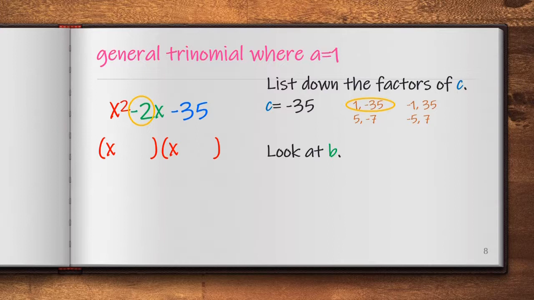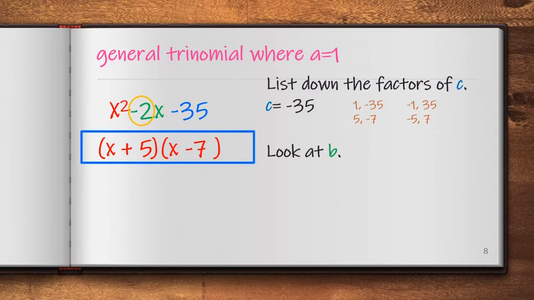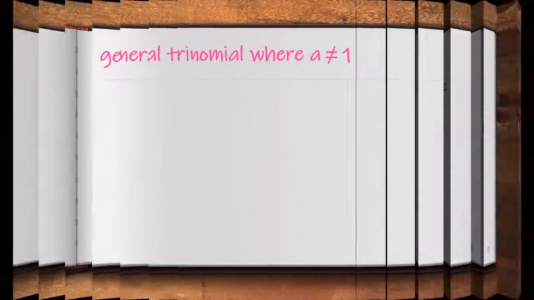Tingnan natin ulit. Alin dyan ang magiging negative 2? Yan. Positive 5 times negative 7. Dahil negative yung product natin, kailangan isang positive, isang negative yung factors natin. At dahil negative yung b natin, dapat yung negative sign nasa mas malaking number. Kaya positive 5 and negative 7 yung napili natin. And these are the factors of x squared minus 2x minus 35, which can be interchanged.